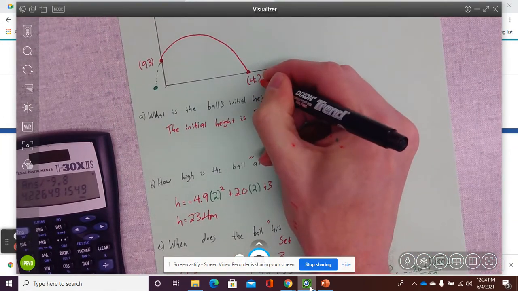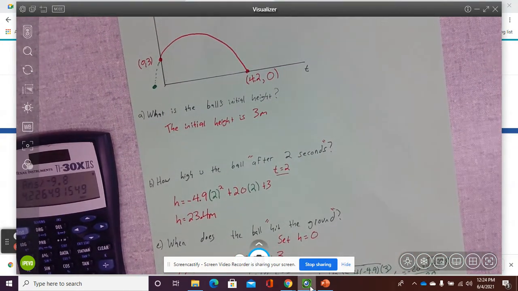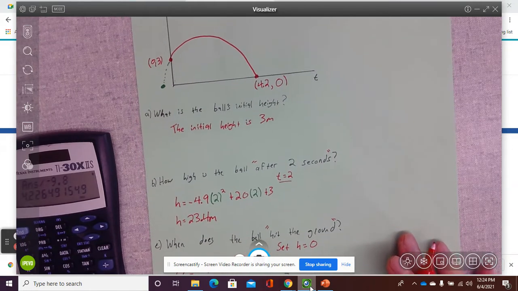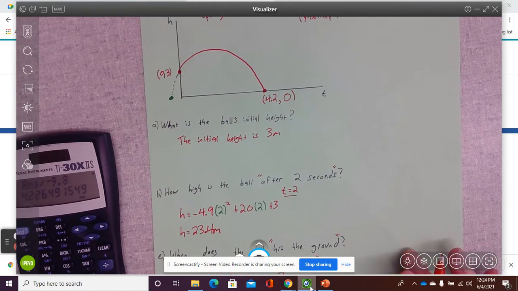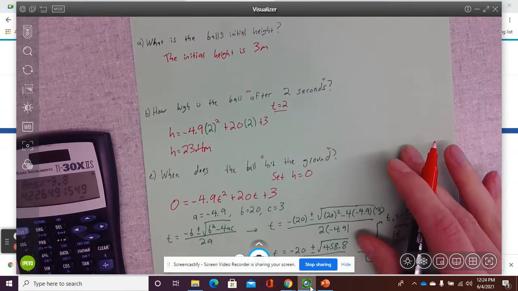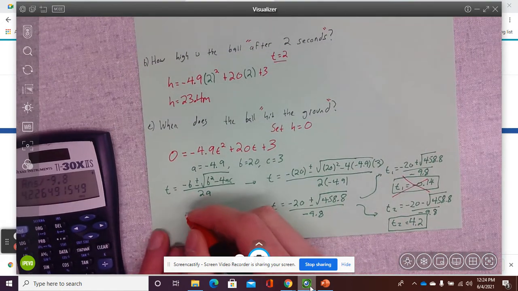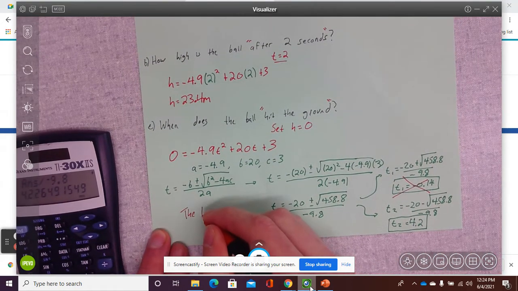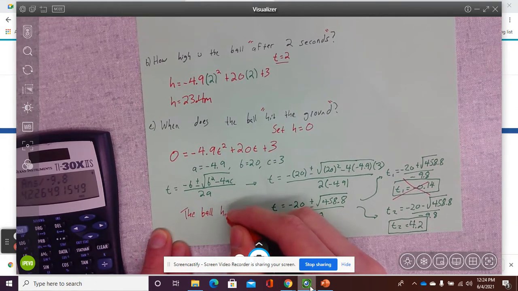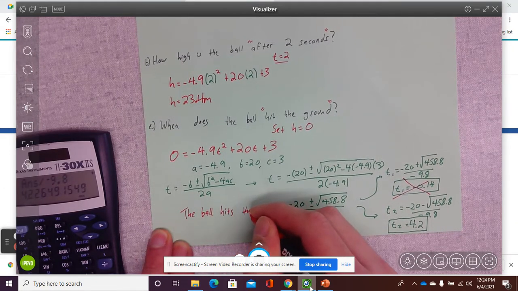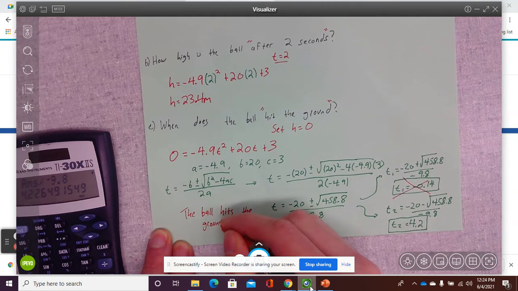That's our positive root. So sometimes, and the sketch really helps us determine this, one of our answers might make sense mathematically, but it doesn't make sense in our real life application. So the ball actually hits the ground, and we can summarize this. The ball hits the ground after 4.2 seconds.